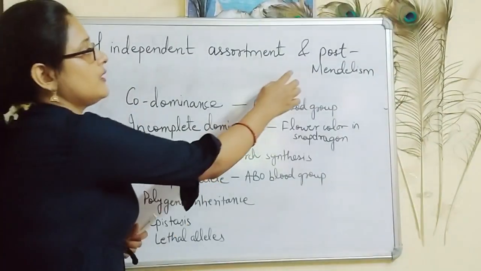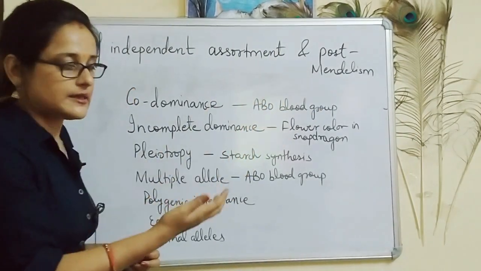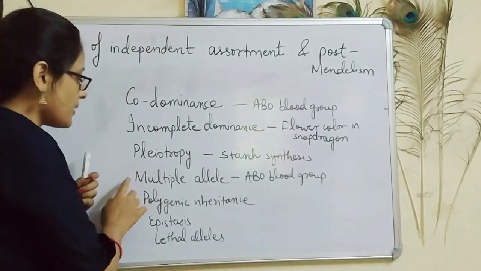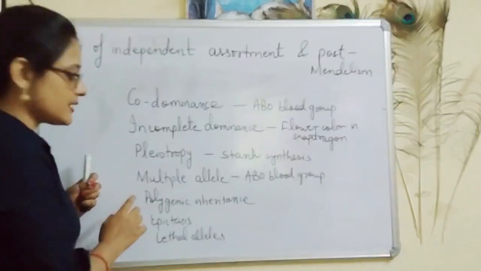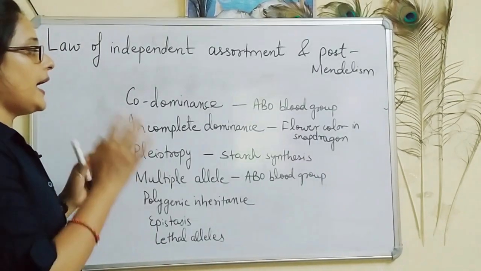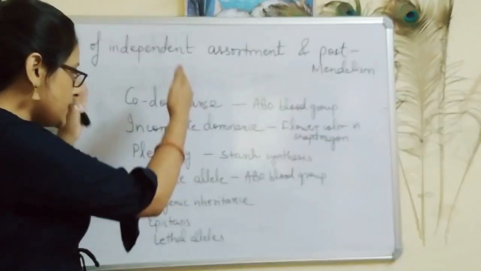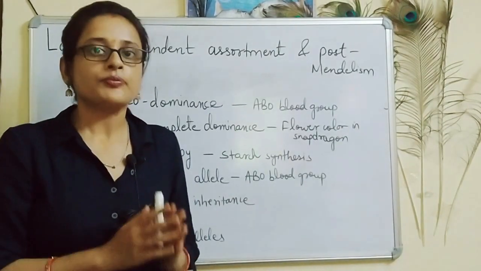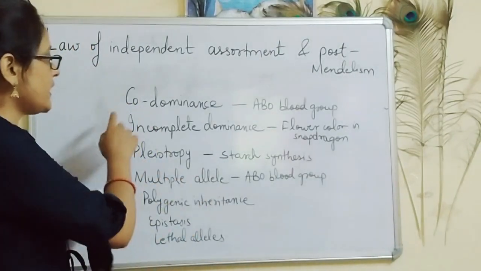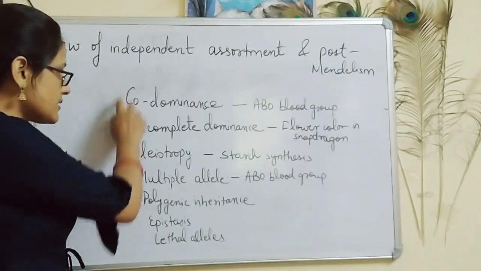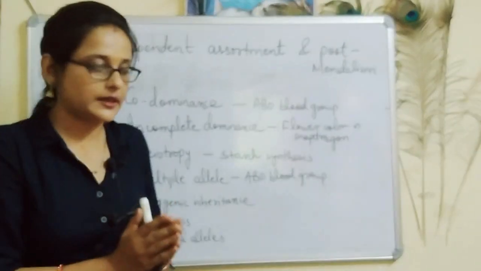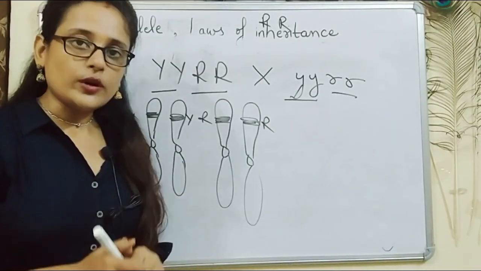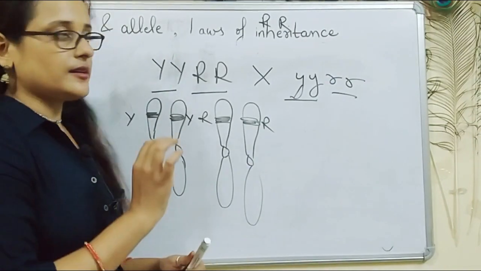These cases are studied under the heading post-Mendelism. These are codominance, incomplete dominance, pleiotropy, multiple allele, polygenic inheritance, epistasis, lethal allele. I have already uploaded videos on individual these topics with examples and concepts which are given in the playlist. Today I will just discuss briefly about these four things, as these four things are given in the NCERT book along with examples. A dihybrid cross involves two characters, that is two gene pairs are involved over here.